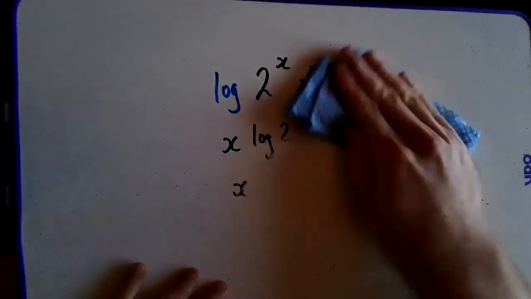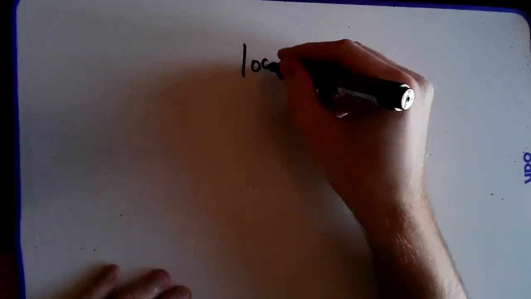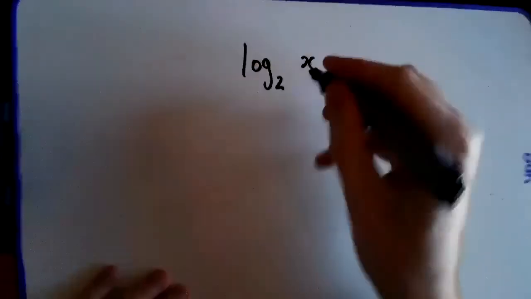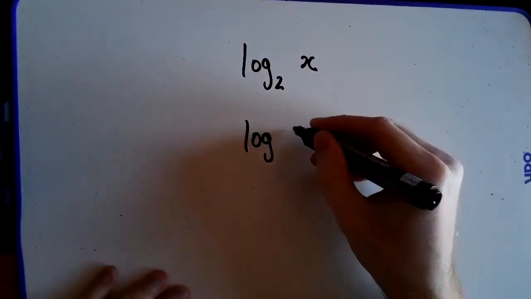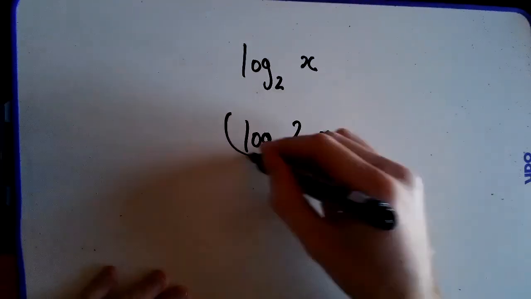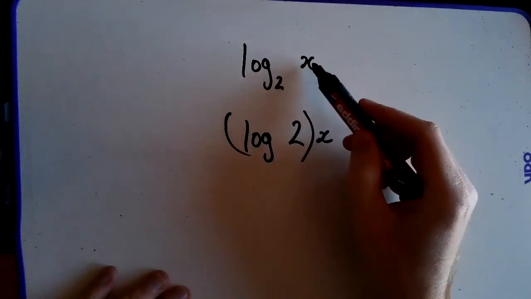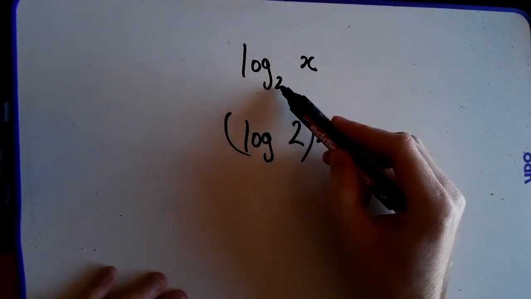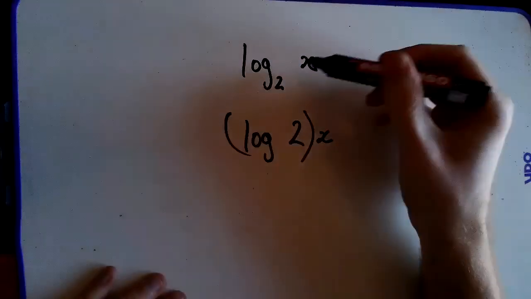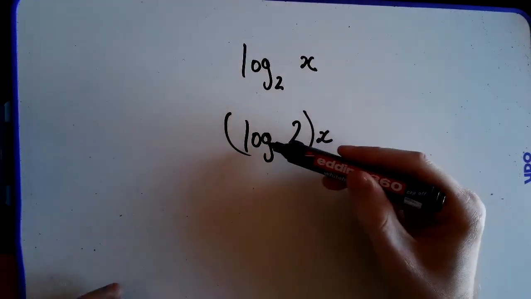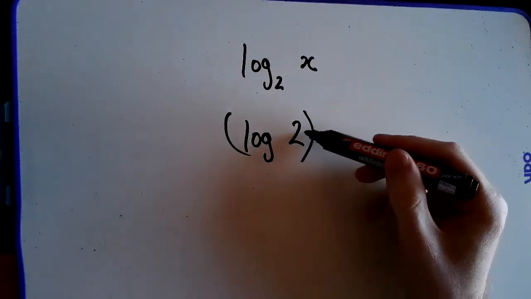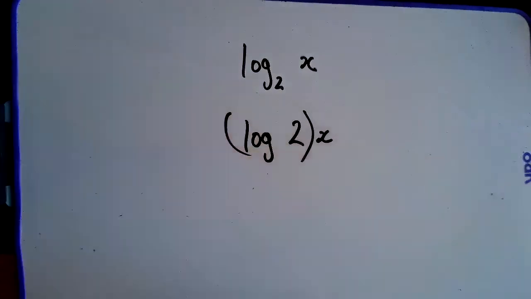And hopefully you should now be able to see the difference between something like log base 2 of x and log 2 times x. Here it's a base, so that means 2 to the power of something is x, that's a function. Whereas here this means log base anything of 2, so that's a number, times x, that's a linear function.